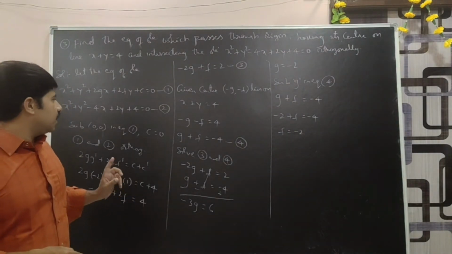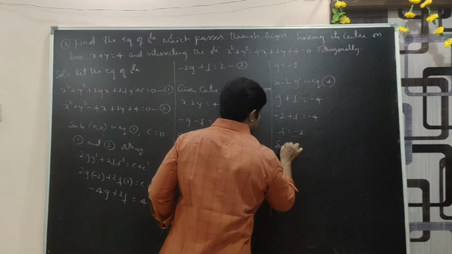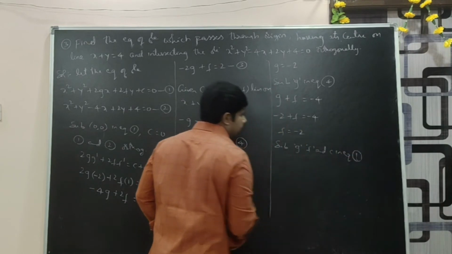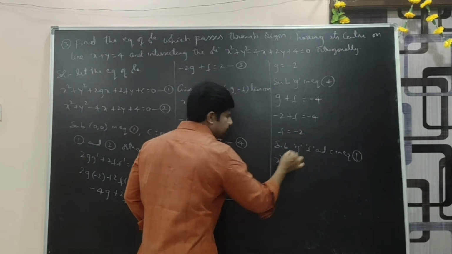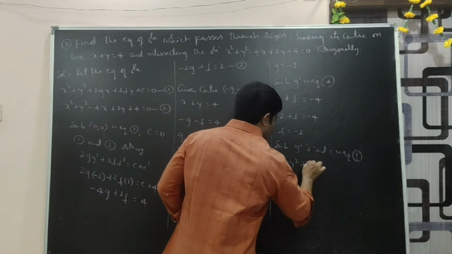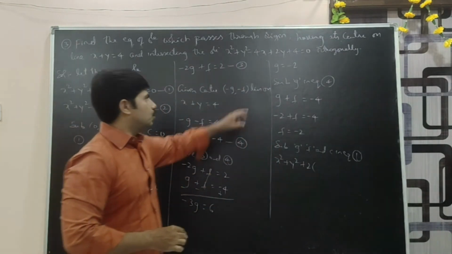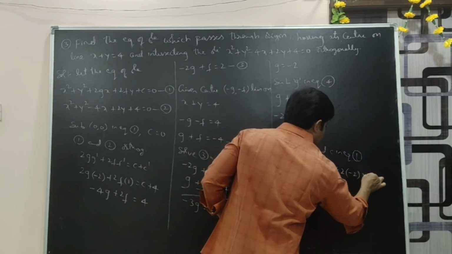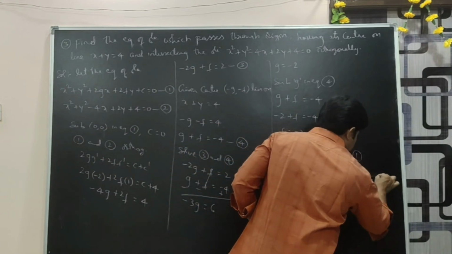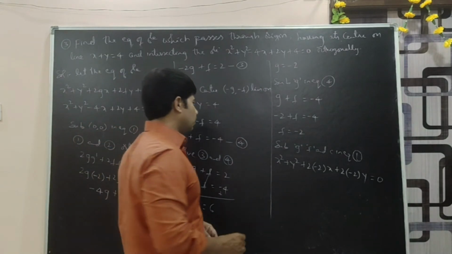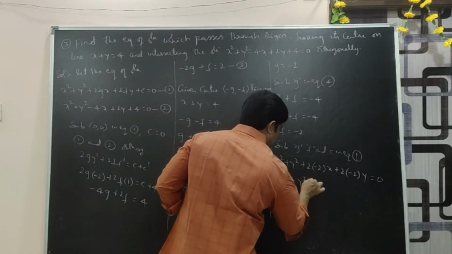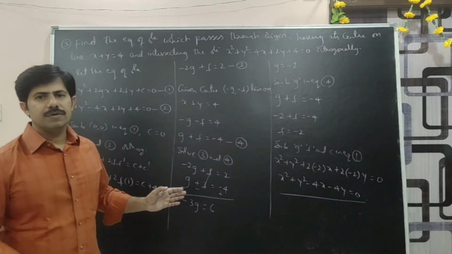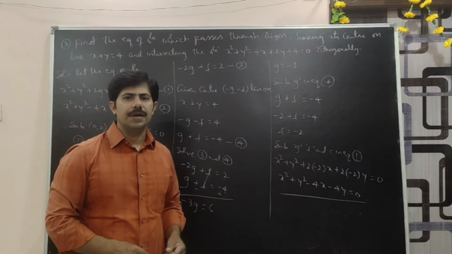Now we have all the three values, g, f, c values. So now substitute g, f and c in equation 1. So equation 1 is nothing but the general equation. It is x square plus y square plus 2gx. What is g value? Minus 2 here. Minus 2 into x plus 2fy, and c value is 0. So just write is equal to 0. Okay. So now what we get is x square plus y square minus 4x minus 4y is equal to 0, is the required equation of circle. So this problem is completed.